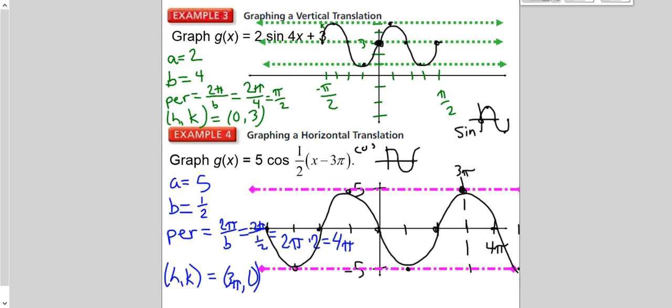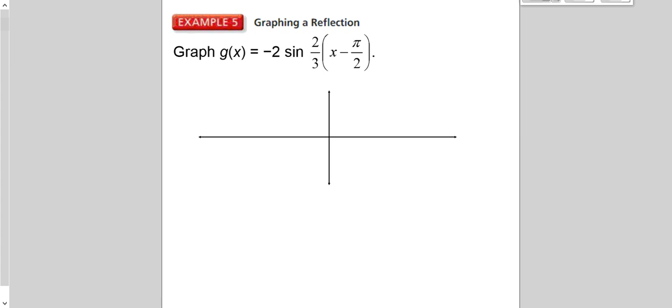All right, and there's example 4. Example 5, graphing a reflection. So everything we already did and a reflection added in. Here we go. Find A, find B, find the period, and the HK.